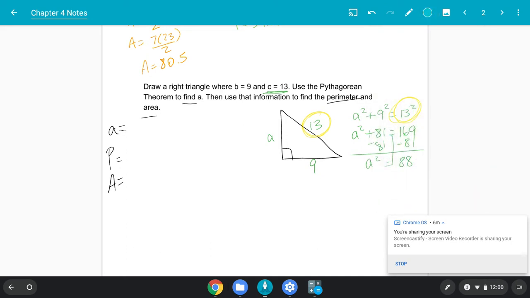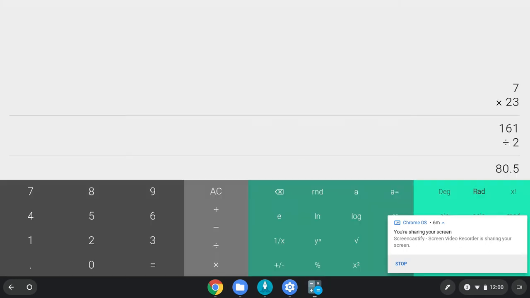Again, the last step when you're solving the Pythagorean theorem is to square root both sides, and we get a is about, 88 square rooted is 9.38. The next number is a 0, so it stays 9.38.